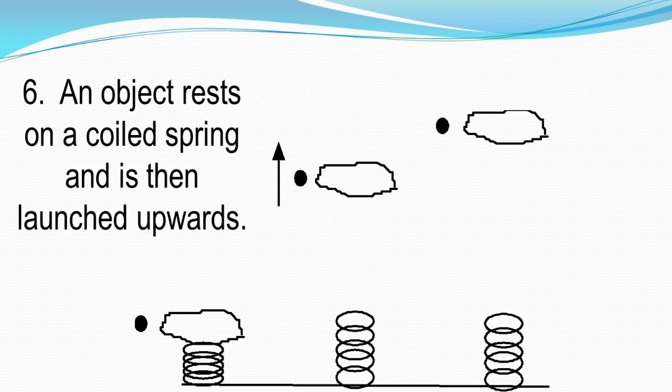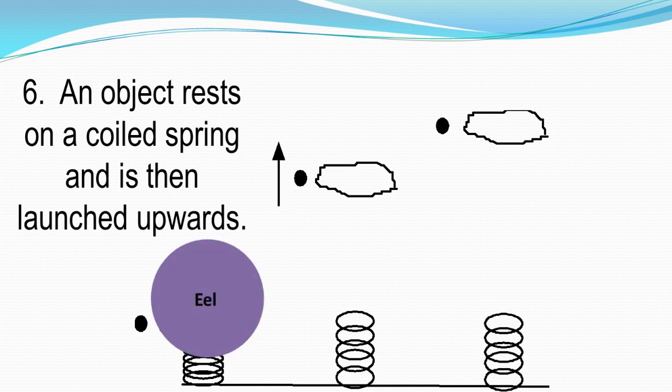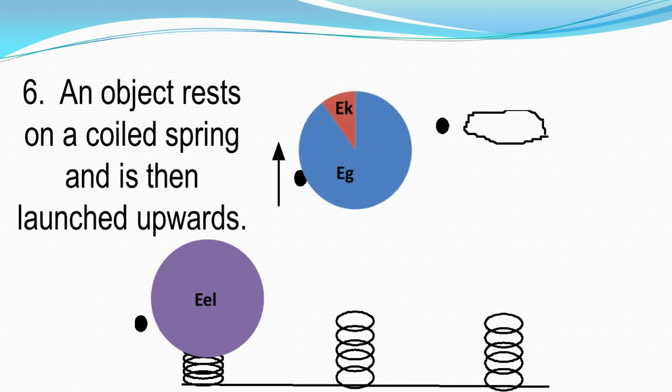An object rests on a coiled spring and then is launched upward. At the beginning, the object is not moving. It's just sitting on top of a coiled spring. So we have elastic energy. It's being compressed. That's going to be released, and it's going to launch the object upward. At this point, it's almost at its maximum height, so it has mostly gravitational energy, but some kinetic energy. If it was lower, it would have more kinetic and less gravitational.